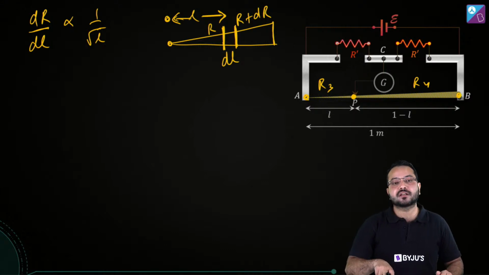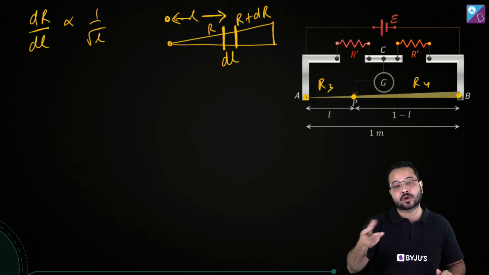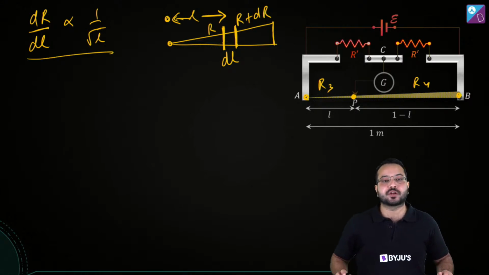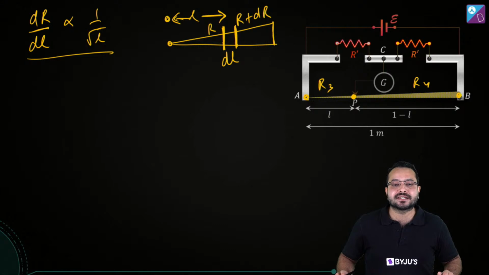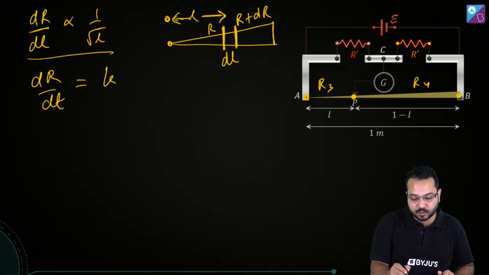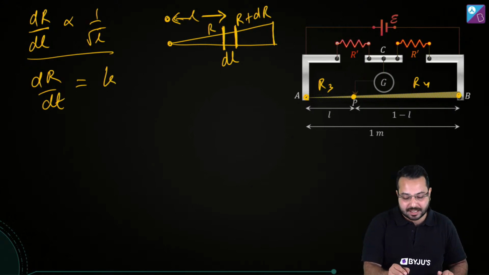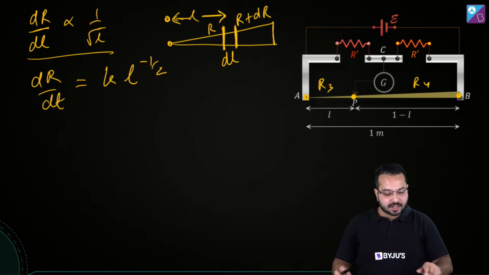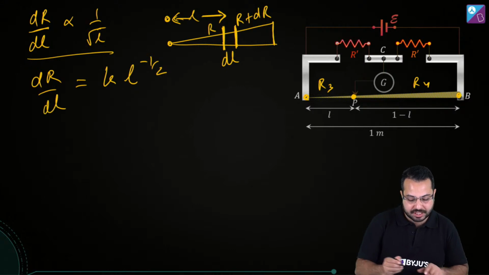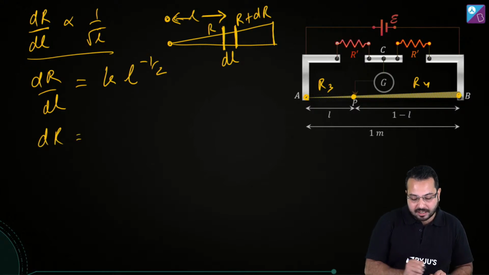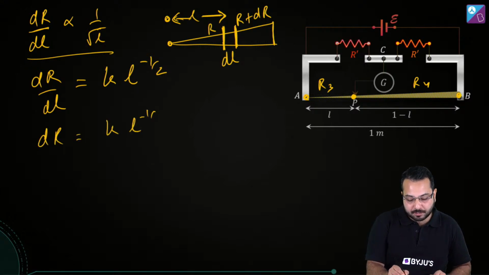So what we see here is that the resistance is a function of L. So we need to find out the resistance as a function of L, the relationship between R and L, and for that we are going to use this expression. Now there is a proportionality sign, so we are going to get rid of it and put a proportionality constant, and this 1 upon root L, I'm going to write as L to the power minus half. I hope that is clear. So dR upon dL is equal to k into L to the power minus half. So that tells me that dR is going to be equal to k into L to the power minus half into dL.